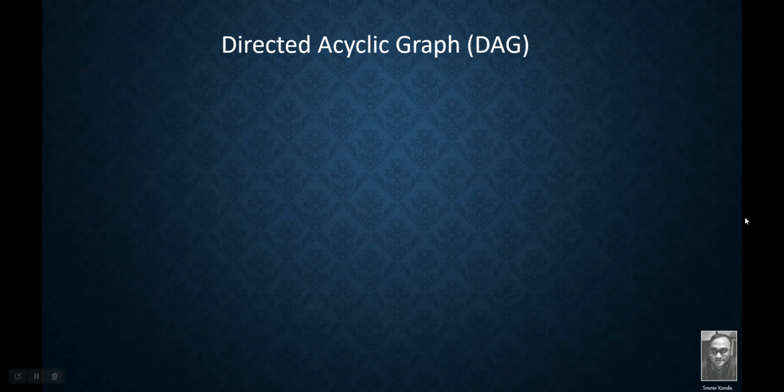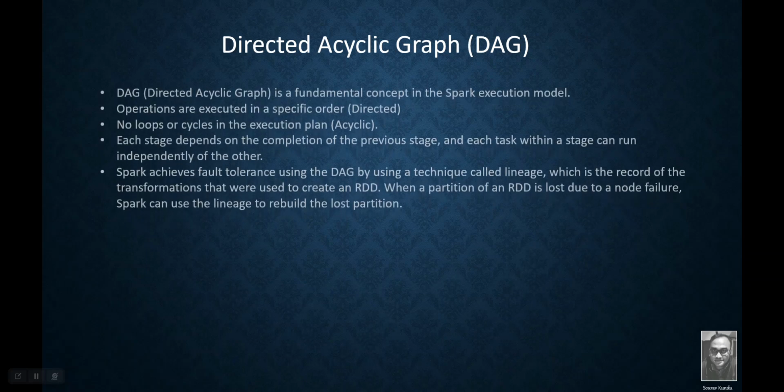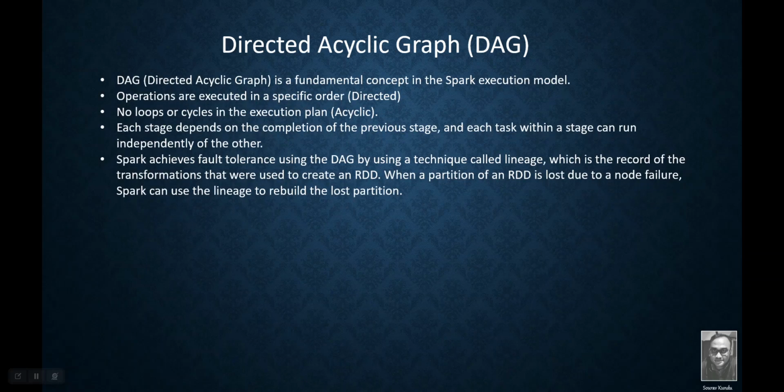Let's move to the next one. We have been talking about DAG. DAG's full form is Directed Acyclic Graph. So what does it mean? Let us understand. The DAG is a fundamental concept in the Spark execution model. From the very first time we have been seeing that there is lineage, and if some failure occurs, it will be run again without loss. So everything here, this DAG has its role.